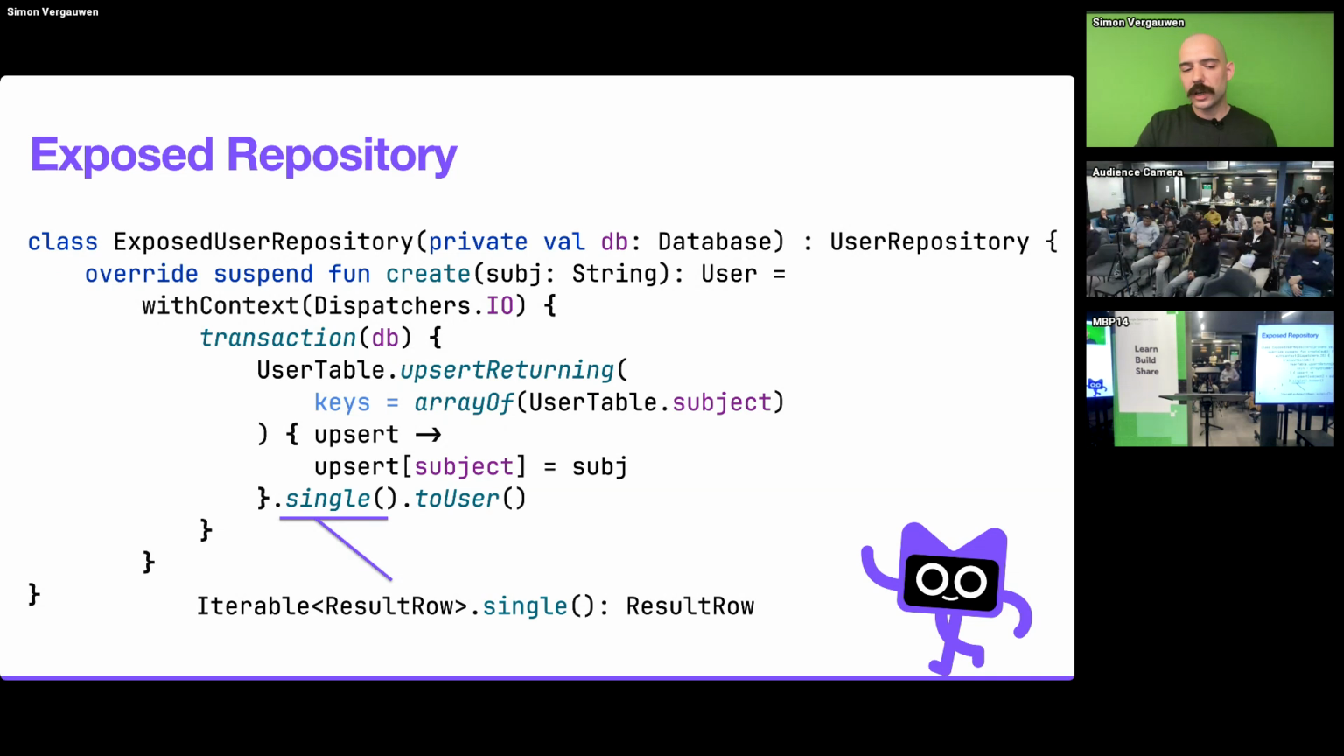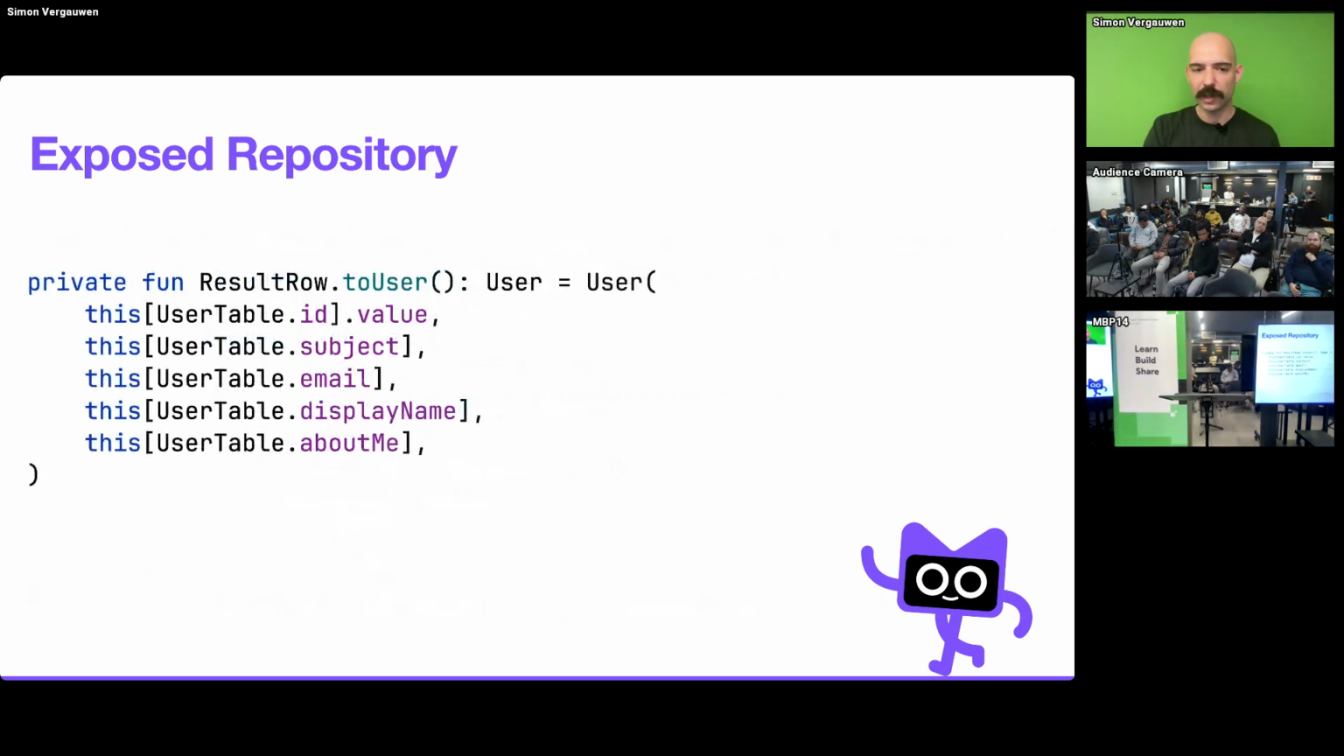And Exposed SQL DSL works over collection APIs, so it gives us an iterable of result rows. Since we only have a single result, I'm extracting that using the single collection function from the Kotlin standard library. And then I'm going to transfer my result row into my actual user. We do that again with a type DSL from Exposed. And here we can, for example, see that we can assign to our user, and the values that we extract from our result row are the types that we had defined in the original table.